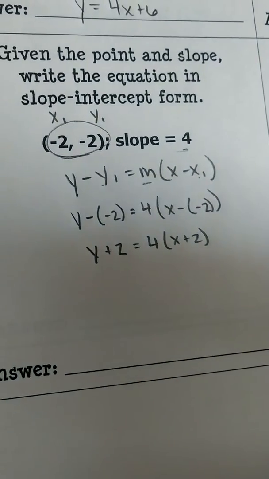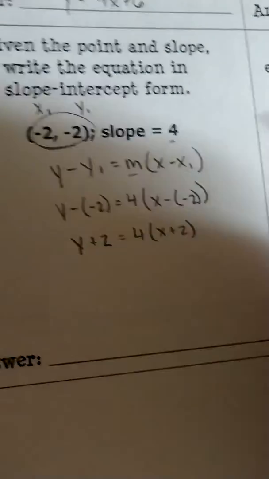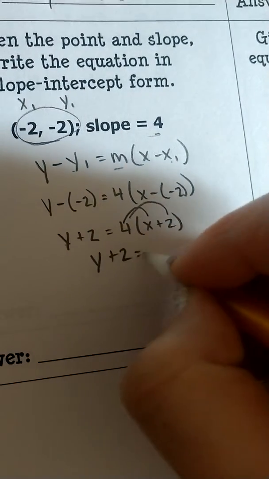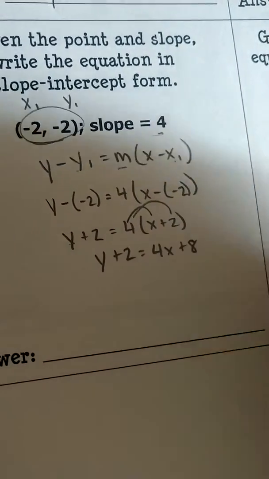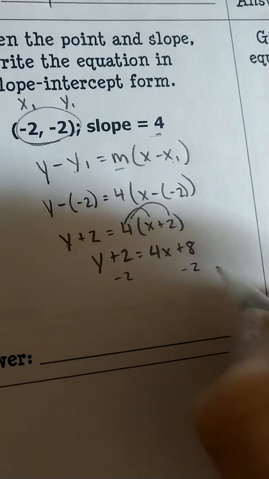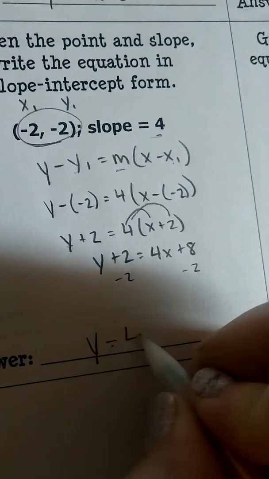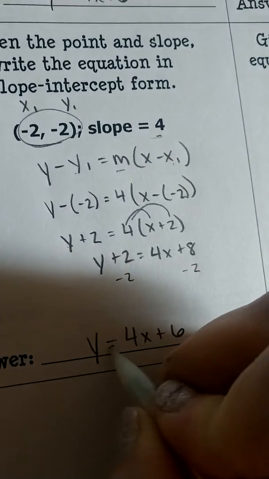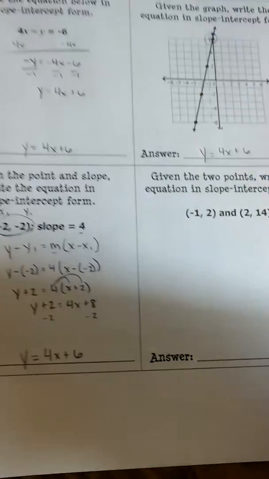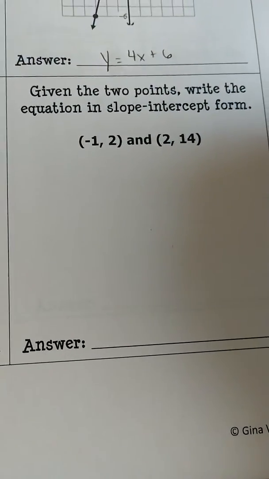You're still going for slope-intercept form, so we've got to get the y by itself, which means we've got to go ahead and distribute here. Y plus 2 equals 4x plus 8. And then subtract your 2, and you get y equals 4x plus 6. Are you noticing a pattern here? Just bear in mind. And then your last one, it gives you 2 points.